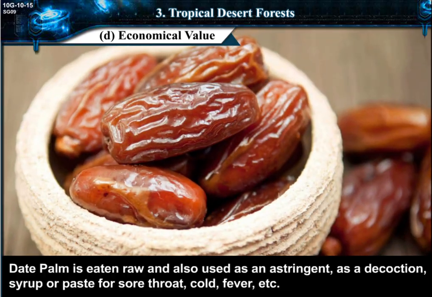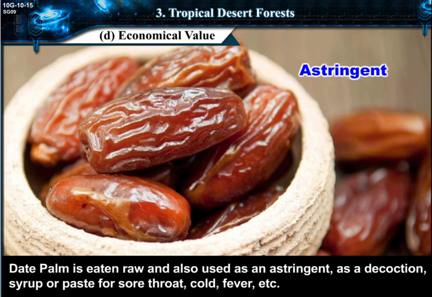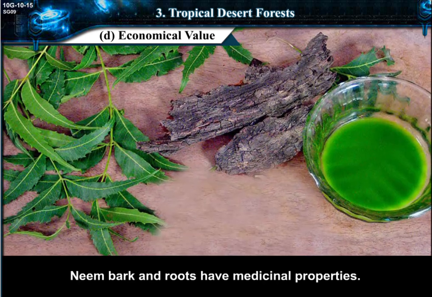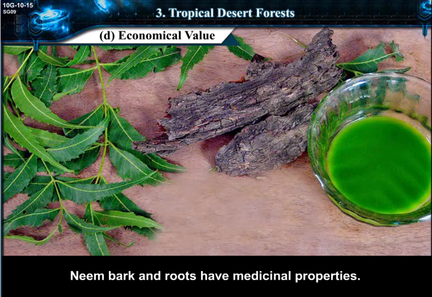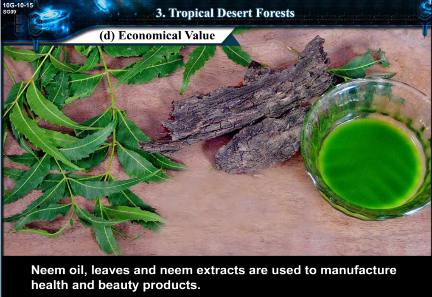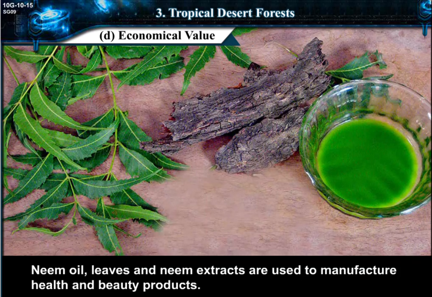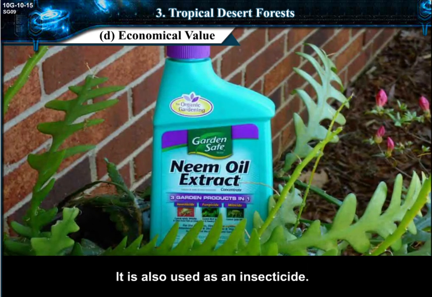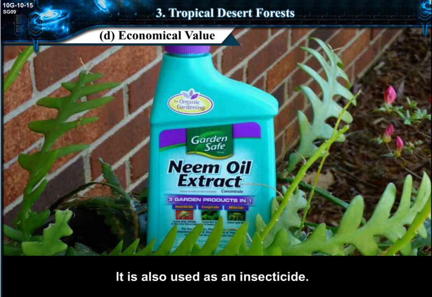Date palm is eaten raw and also used as an astringent, as a decoction, syrup or paste for sore throat, cold, fever, etc. Neem bark and roots have medicinal properties. Neem oil, leaves, and neem extracts are used to manufacture health and beauty products. It is also used as an insecticide.